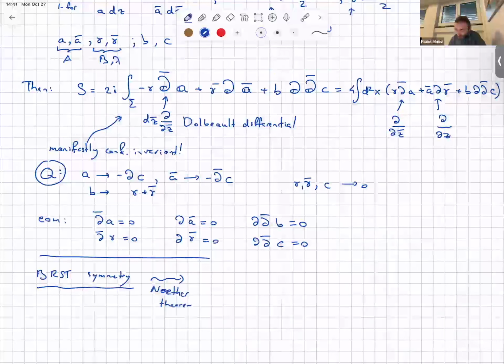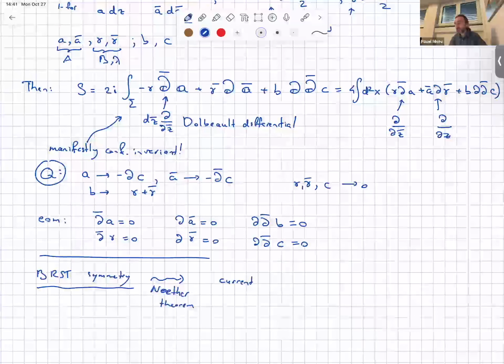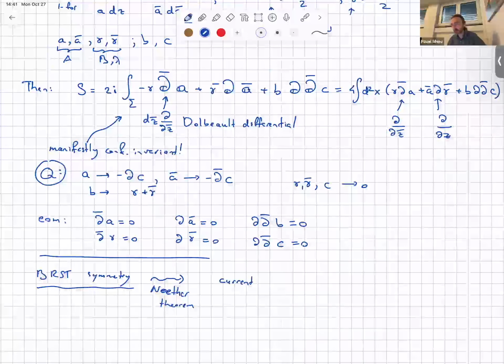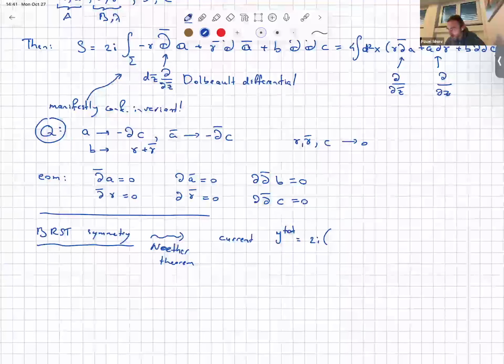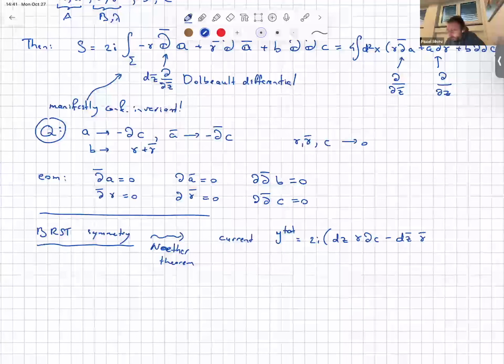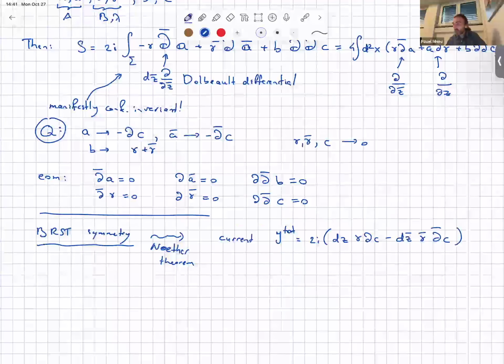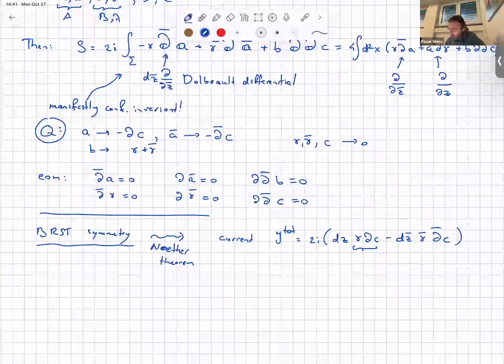Noether's theorem allows you to extract a conserved current out of continuous symmetries. So you get a current, which in this case is a one form dependent on fields. Let me call it J total. Up to some normalizations, it's dz times gamma del C, and also has an anti-holomorphic part, dz bar, gamma bar, del bar C. Let me call the holomorphic and anti-holomorphic components J and J bar.